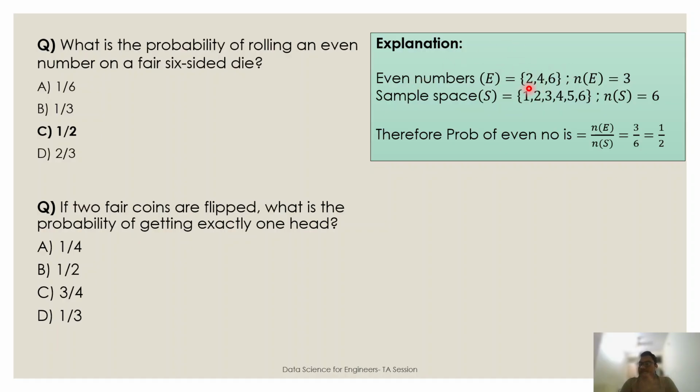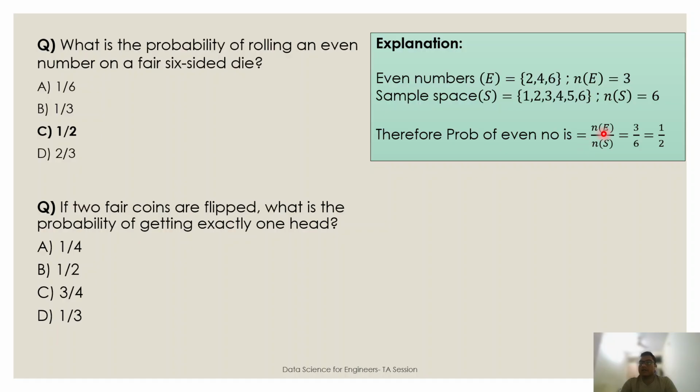So 2, 4, 6, 8, all those are even numbers. But right now we have a sample space from 1 to 6. From that, 2, 4, 6 are the even numbers you can get when you throw the die. How many numbers are these? 1, 2, 3. So n(E), the number of even outcomes, is equal to 3. Then the sample space: how many outcomes can I get? You can get 1, 2, till 6. So n(S), my whole sample space, is equal to 6.